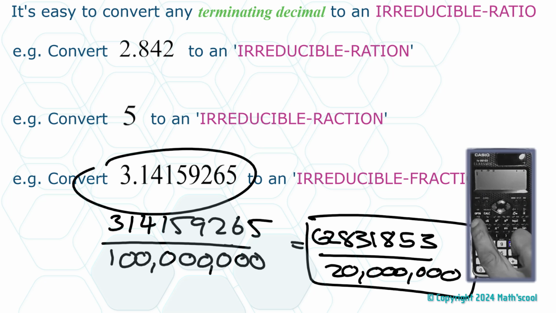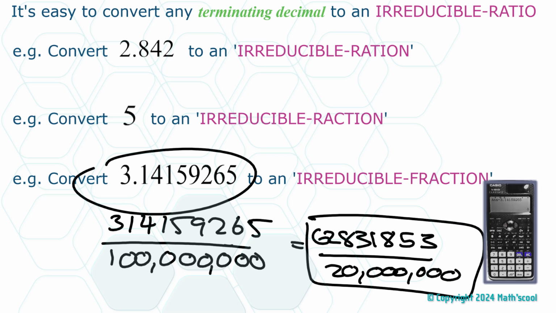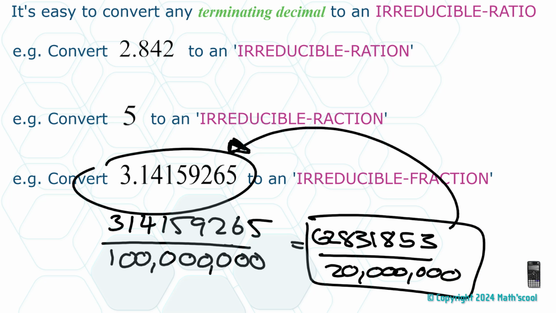Let's just double check that, see if I made a mistake. 6283185 divided by 20,000,000. So it's 3.1415926.5, and then I minus 3.1415926.5 from there, and it's 0 because there are no more decimal places. So that fraction equates to that decimal there. That decimal looks suspiciously like pi. It is not pi.